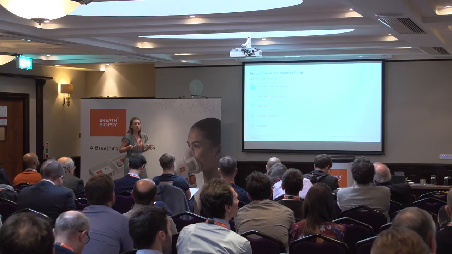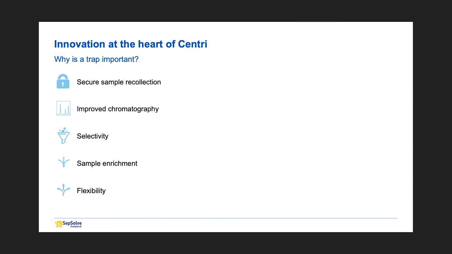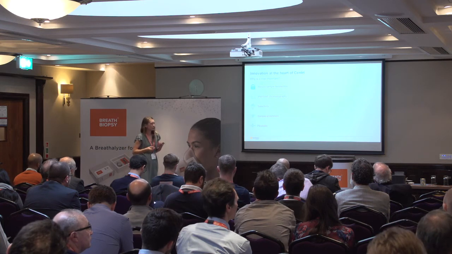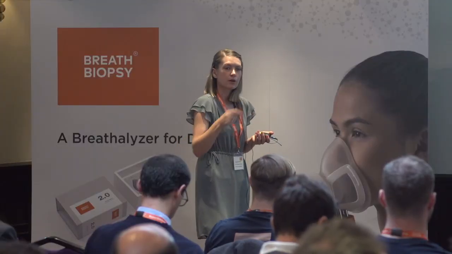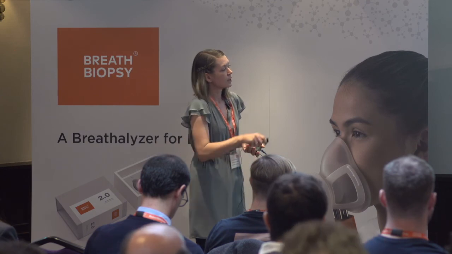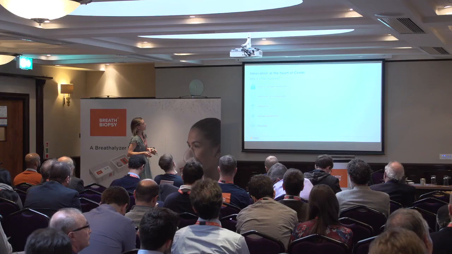So it just means that because you're using the trap, you can benefit from all of these different features here. Being able to do the sample recollection from any of the different modes. So SPME can then be done with recollection of the sample. You get improved chromatography, sharper peak shape. You can get better selectivity because you've now got a trap that you can purge. You can enrich the sample onto one trap, so multiple vials can be sampled onto one trap. And you've got the flexibility to use lots of different modes, all in an automated system.